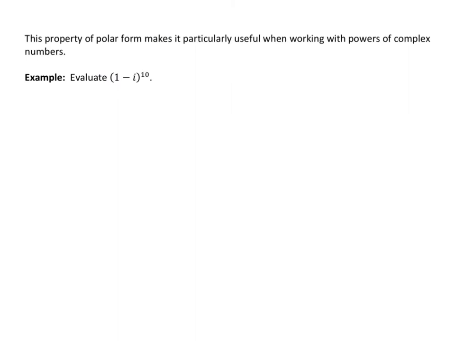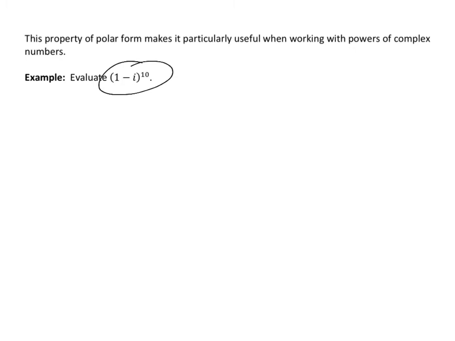It turns out this property of polar form actually makes it really useful when we're working with powers of complex numbers. Imagine that I asked you to do 1 minus i to the 10th power. No one wants to take something and raise it to the 10th power. Like, you could do it. You could binomial multiply this thing again and again. You could do that, but it would be really frustrating.